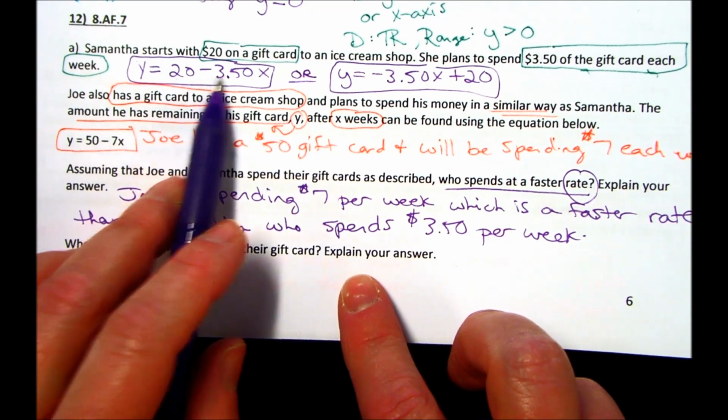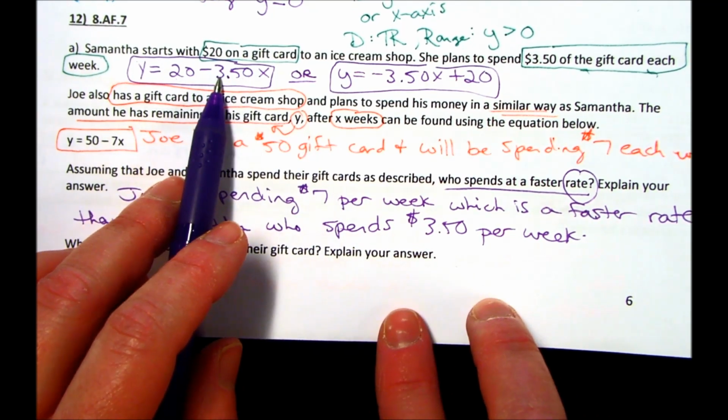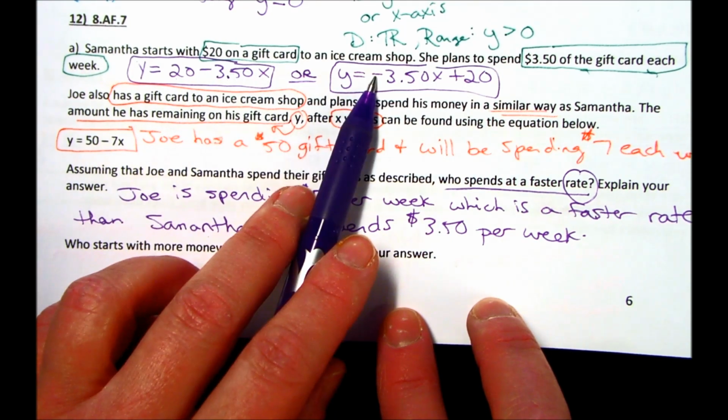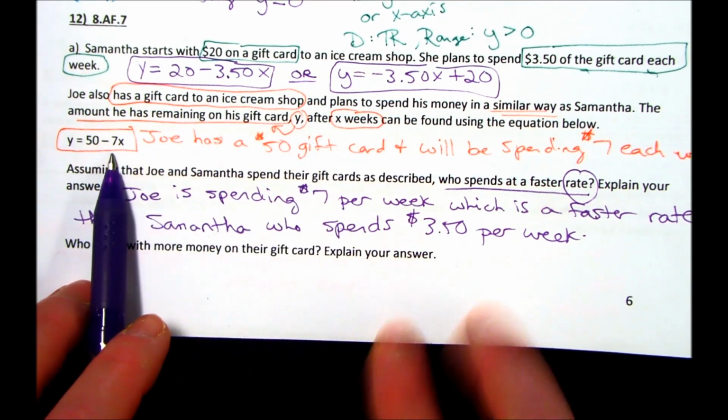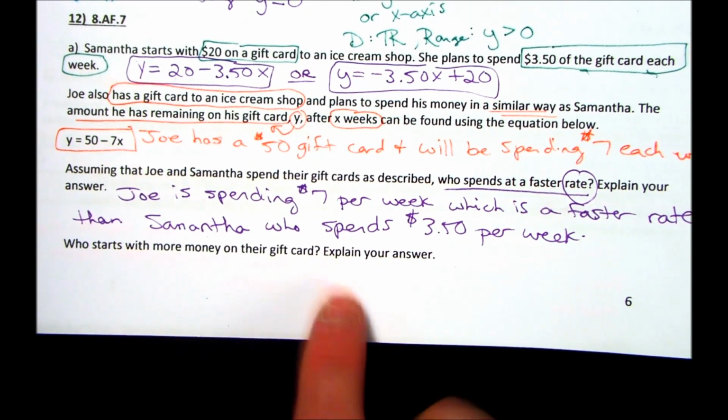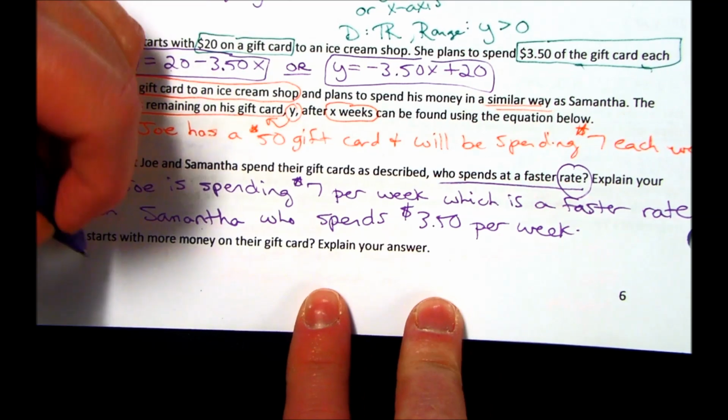And the amount of money that's on the card is decreasing, so your slope is going to be a negative rate. In Samantha's equation, it's negative 350. In Joe's, it's -7. So who starts with more money on their gift card? And explain.